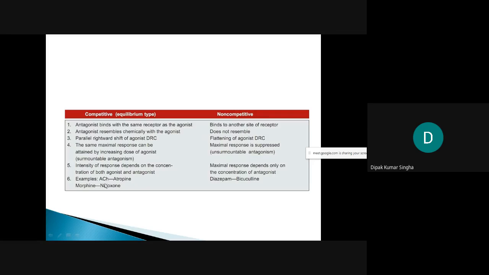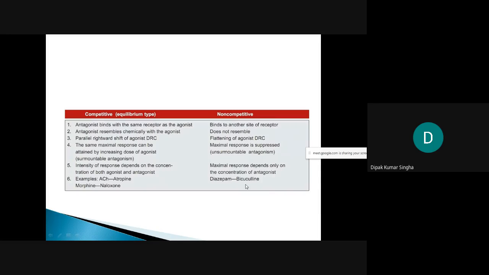Examples are acetylcholine and atropine, or morphine and naloxone. Acetylcholine and atropine act on the same receptor; morphine and naloxone act on the same receptor. Naloxone competes with morphine; naloxone or naltrexone is the antagonist of morphine. Morphine is the agonist. Here acetylcholine is the agonist and atropine is the antagonist. When atropine and acetylcholine bind with the muscarinic receptor, if the atropine concentration is higher, it competes with the acetylcholine, and ultimately the antagonistic action will prevail.